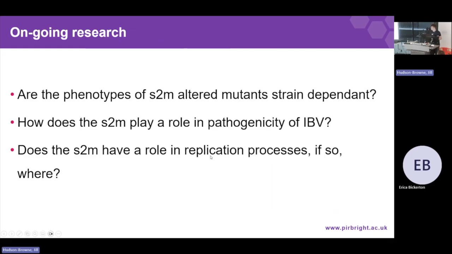If you want to hear a little bit more about the s2m and its potential role in the viral processes of infectious bronchitis virus, please come to my poster.